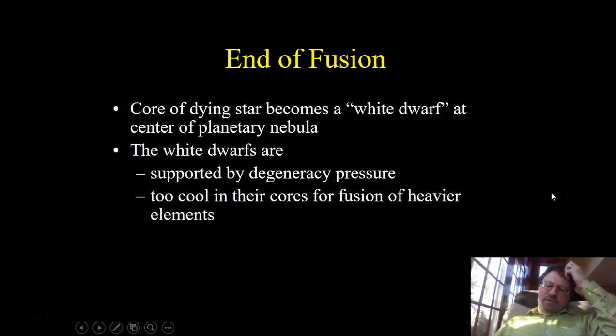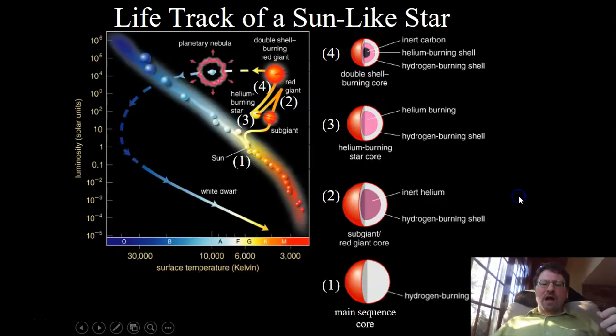These white dwarfs will, over time, cool off and become more and more red and dimmer as time goes on. And so here's a summary then of the evolutionary or life track of a sun-like star on the main sequence. Remember, the sun or stars like it will live for about 10 billion years on the main sequence. Lower mass stars live longer than that, higher mass stars shorter than that.